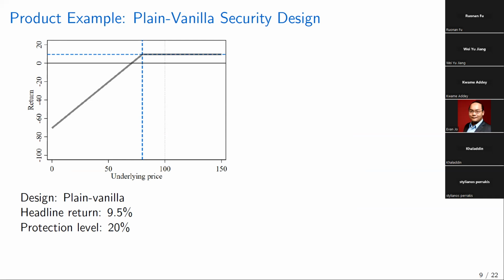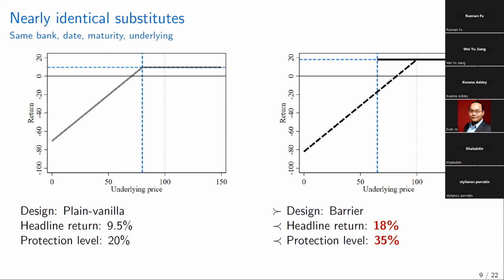Now in the same menu, the same issuer, the same bank offered a near identical substitute. So a very similar security. It's linked to the same underlying asset, so the same underlying stock. However, now the design is not plain vanilla. It doesn't embed a plain vanilla put option, but instead it embeds a short position in a barrier knock-in option. Okay, and so the engineering, the structuring of this knock-in barrier option is way cheaper for the bank. And as a result, the bank can offer more attractive headline rates. So almost twice as high a headline return, 18%, and a protection level of 35%.